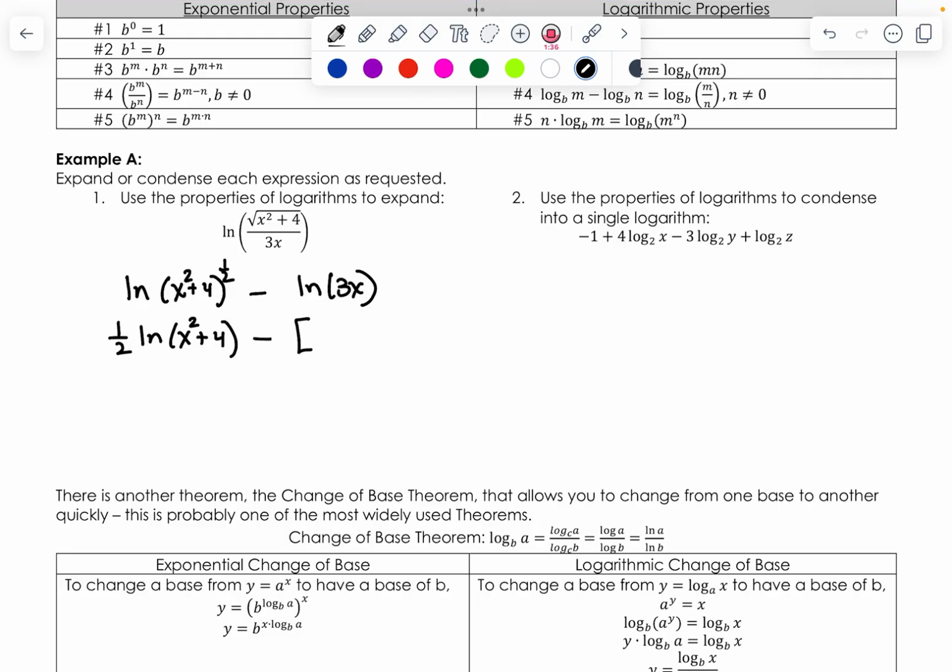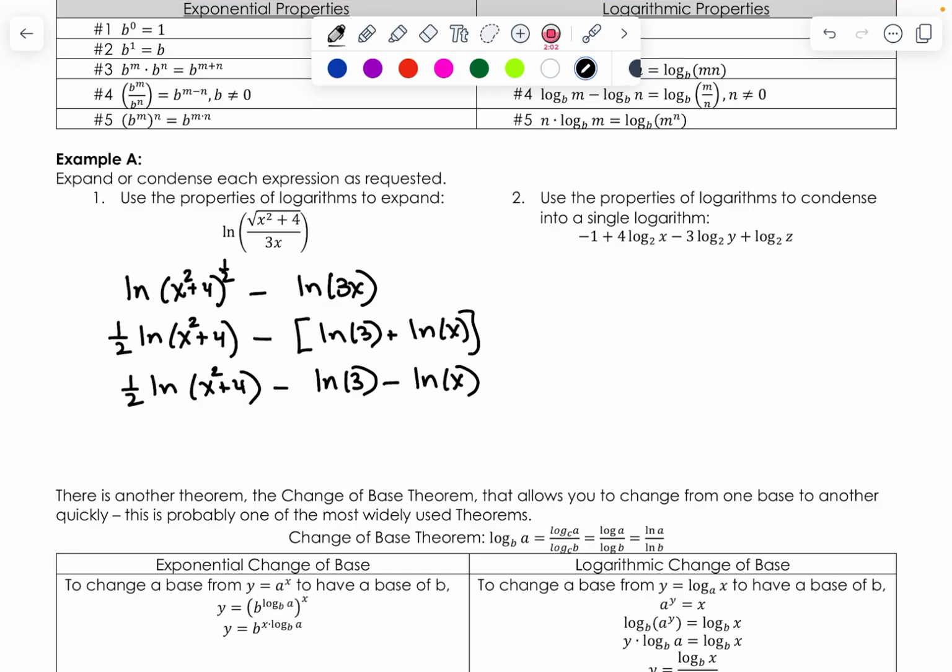Now, the natural log of 3x, that's the product property which expands to a sum. But I want you to notice that what I did is I put a grouping because I have to subtract the sum. Now, the natural log of a sum, we cannot simplify that. All right, so this one is expanded.